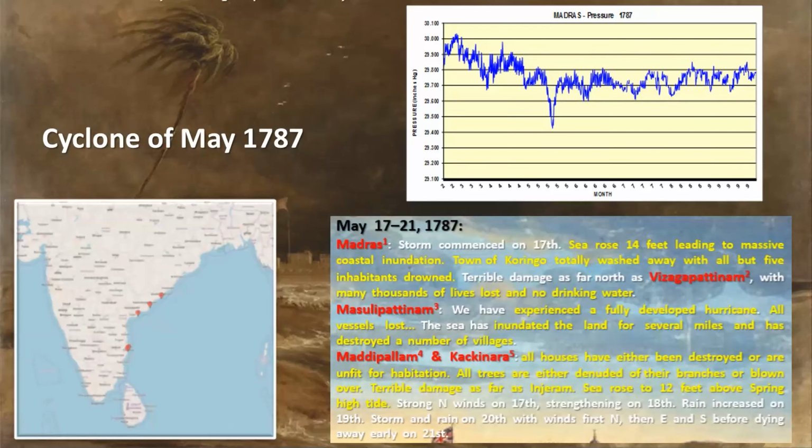And you'll see there that in the period from 17th to the 21st of May, 1787, there is information from Madras and several other places, and Madras is the furthest red dot on the left-hand bottom side for India, and the other places up along the Coromandel coast there. And it talks about high sea level, coast inundation, thousands drowned, no drinking water, hurricane inundation several miles, and destroyed a number of villages, etc.